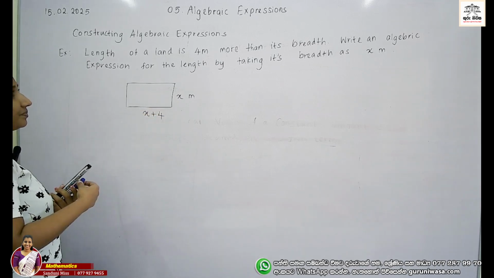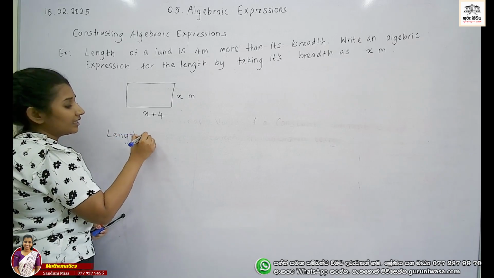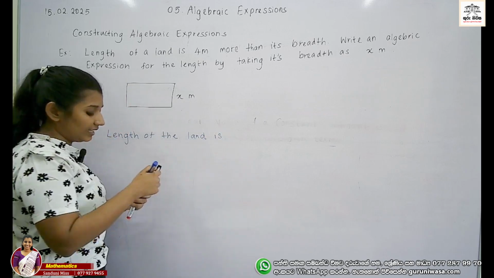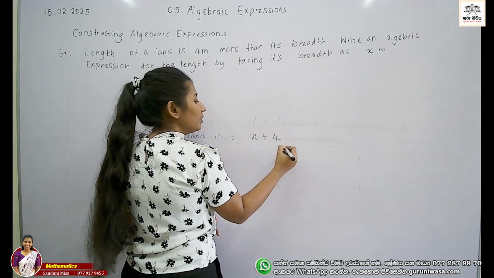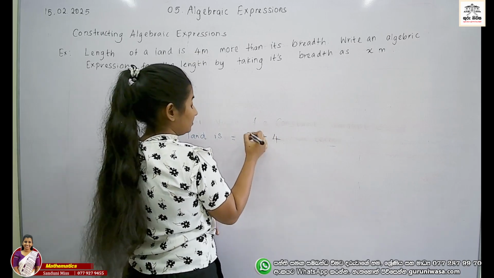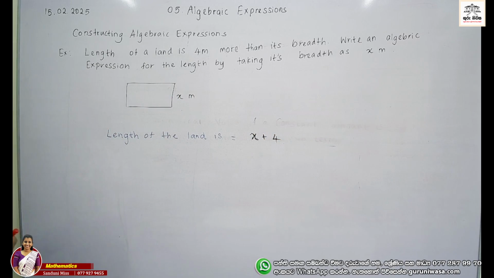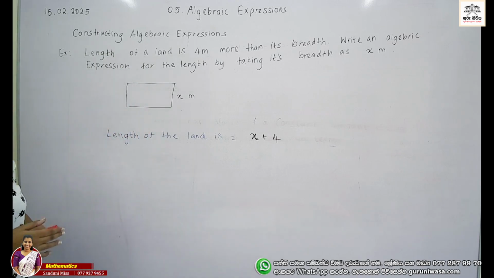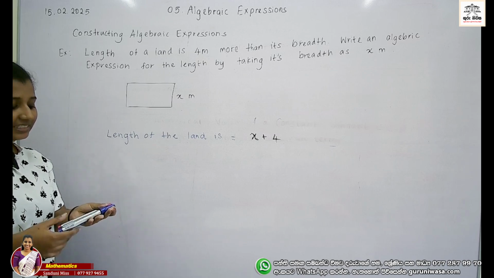Right. So, we can write length of the land is x plus 4. Keep it like that, otherwise you will complicate. x plus 4 is the length of this land. Okay. Right. Any doubt? Can you understand? Okay. Shall we move on to the next question?